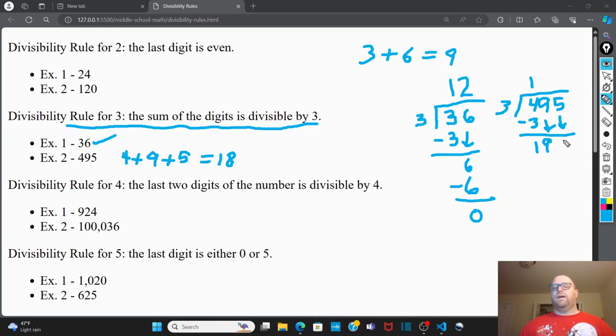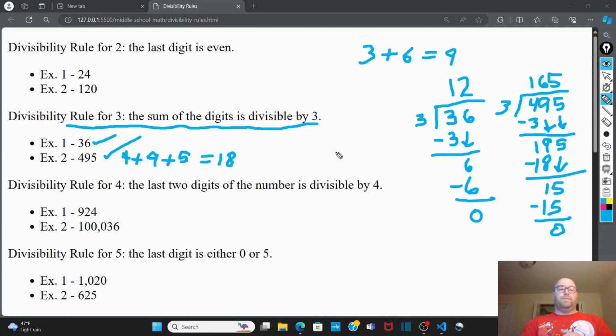So we've got 195. 3 goes into 19 6 times. 6 times 3 is 18. So we're going to subtract off 18 here. 19 minus 18 is 1. Bring down the 5. 3 goes into 15 5 times. 5 times 3 is 15, so we'll subtract 15. And we have a remainder of 0. So that one checks as well. Take a snapshot of this. We'll move to 4.